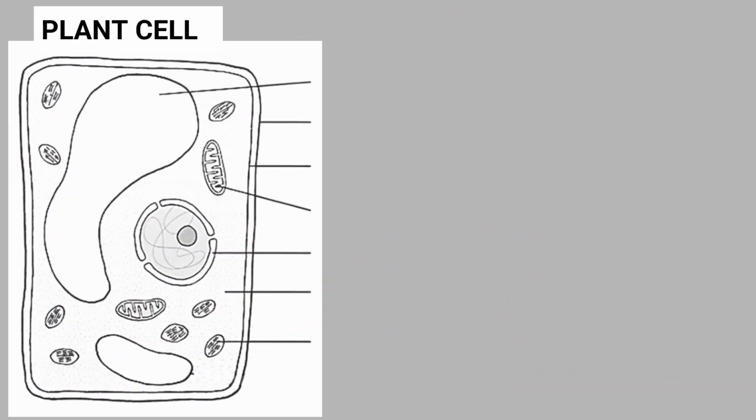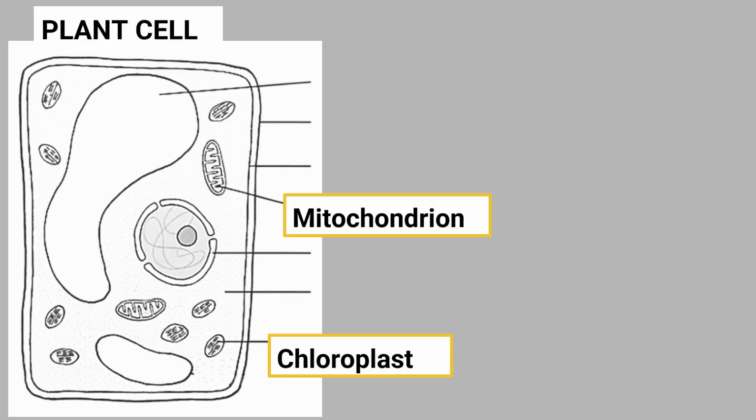Now, let's label the diagram of the plant cell. This is the mitochondrion, and this is the chloroplast. This is the vacuole. Plant cells have a large vacuole that stores different biochemicals. The vacuole also stores water and thus helps the cell to maintain its turgor pressure and thus its shape and rigidity.